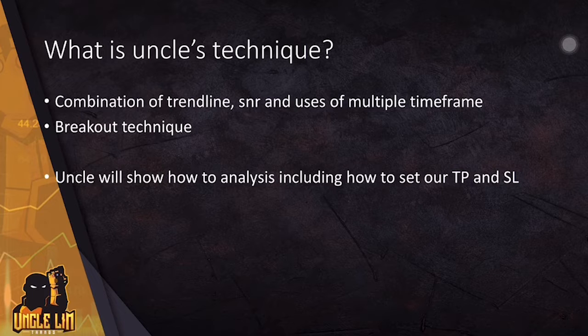Okay, what is Uncle's technique? Uncle's technique is a combination of trend line, SNR, use of multiple time frames, and also a breakout technique. We call it naked chart analysis. Uncle does not use MA or EMA or Bollinger Band or anything. Uncle only uses these 3: trend line, SNR, and multiple time frames, and also a breakout technique. So now Uncle will show you guys how to use Uncle's technique and how to set TP and SL, also how to enter.